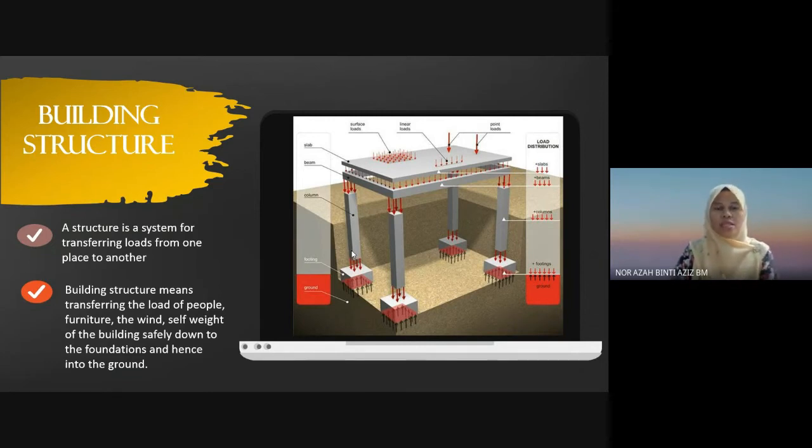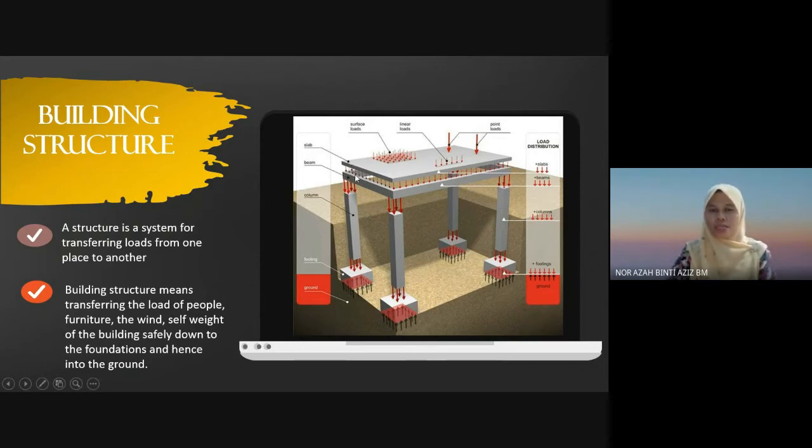So structure here is a system for transferring load from one place to another. For example, we are on slab now. So we are one of the load. Kita ni adalah sebagai beban yang kita kenakan ke atas lantai, slab. So we transfer our load to slab. Then slab will transfer the load to beam.